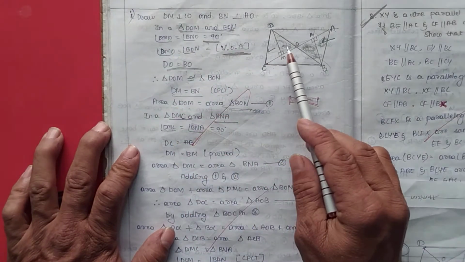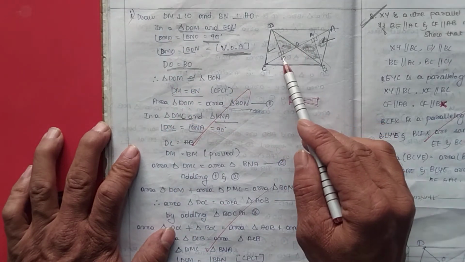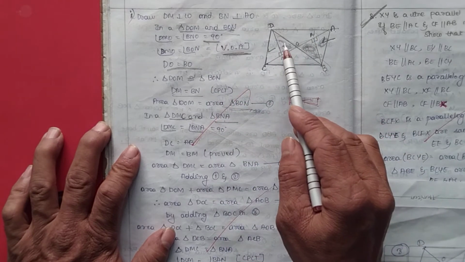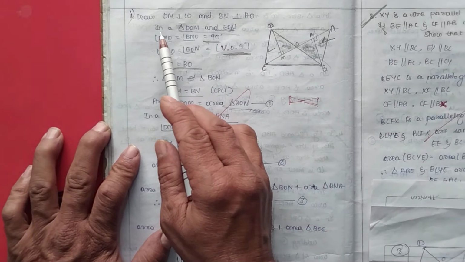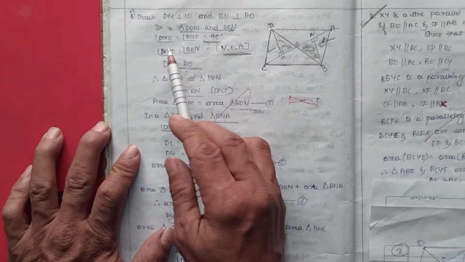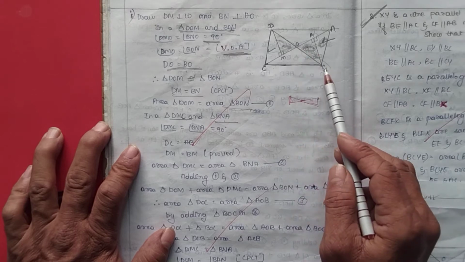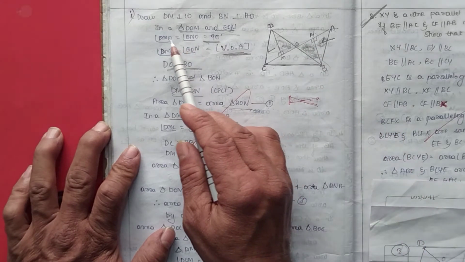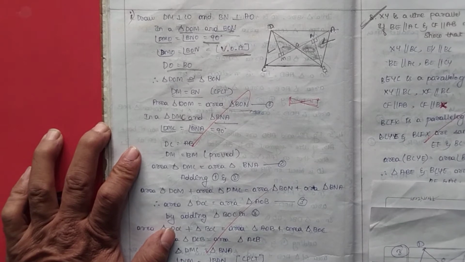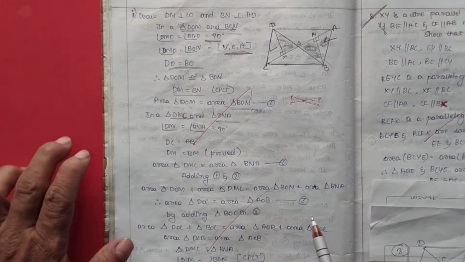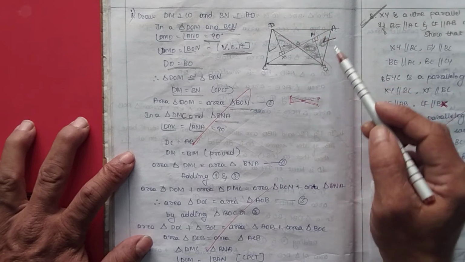Next, we take two triangles. See here, this triangle and this triangle, the shaded ones: triangle DOM and triangle BON. Angle DMO and angle BNO are both 90 degrees, that is given.